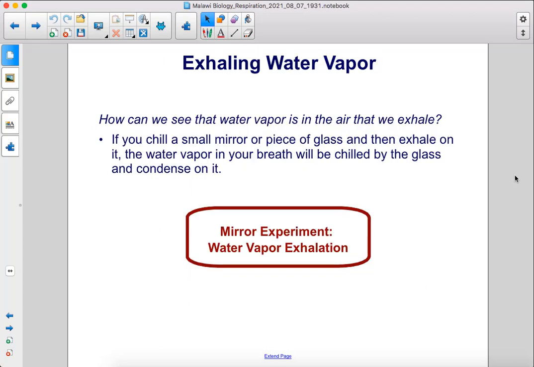How can we see that water vapor is in the air that we exhale? If you chill a small mirror or piece of glass and then exhale on it, the water vapor in your breath will be chilled by the glass and condense on it.